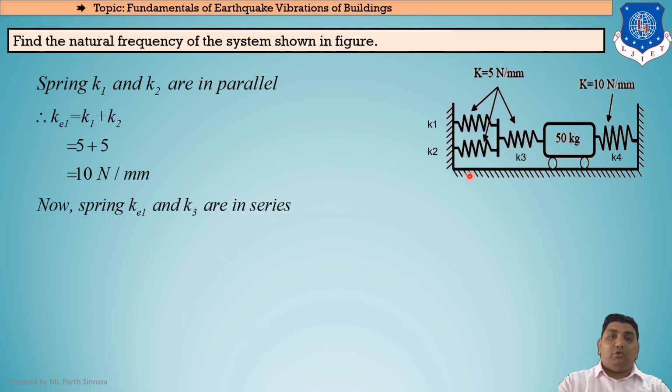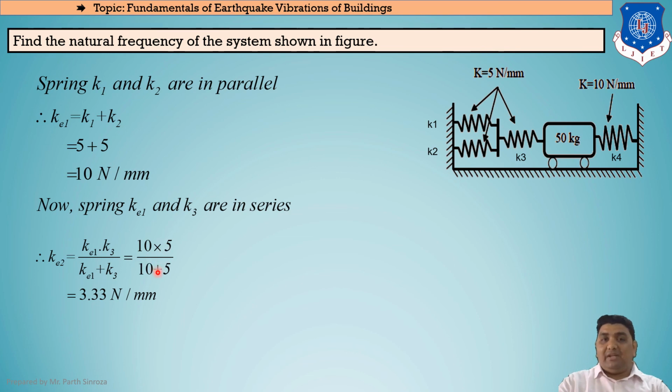So for series connection we already know the equation. Now we will get KE2, that is the equivalent stiffness in part 2, where we are dealing with all the 3 springs. So KE1 into K3 divided by KE1 plus K3 will be our equation for the series connection. So 10 into 5 upon 10 plus 5 will give our answer, that is 3.33 Newton per mm. So we have found the equivalent of all these 3 springs.